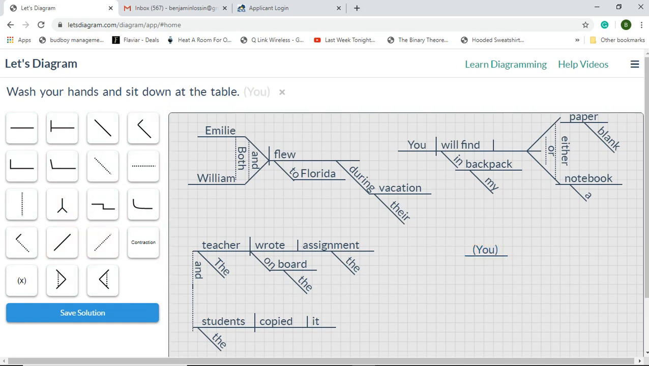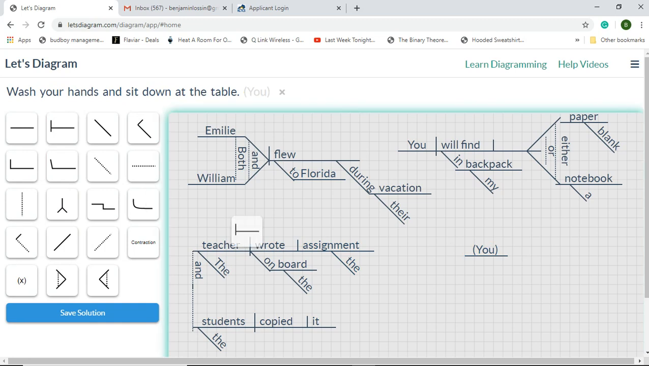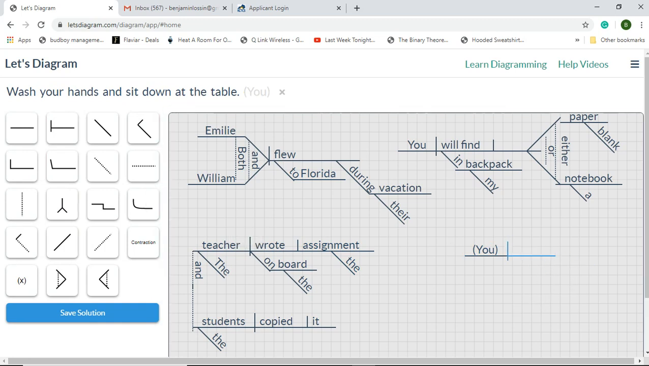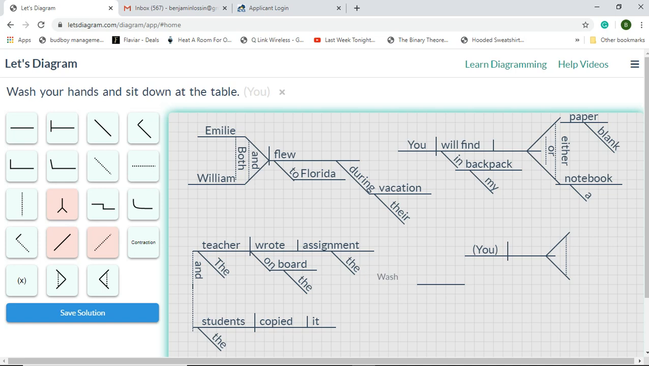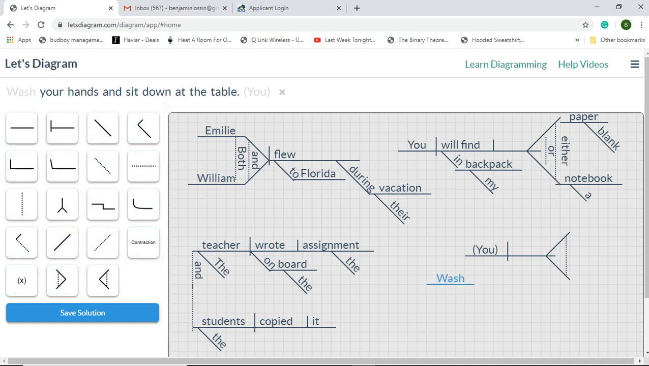Okay. Then we are connected by compound verbs. There are two verbs. What are the two verbs? What are the two actions you need to take? Well, you need to wash your hands. So wash is one of our verbs. Okay. What else do you need to do? What else are they telling you to do? They're telling you to sit. So sit is our second verb in the compound verbs.